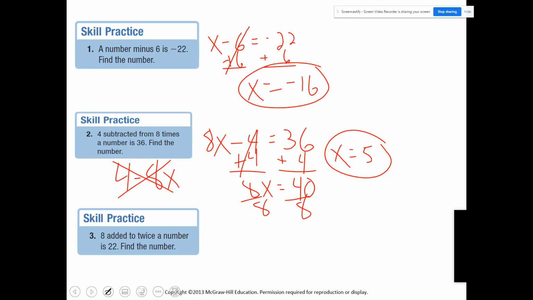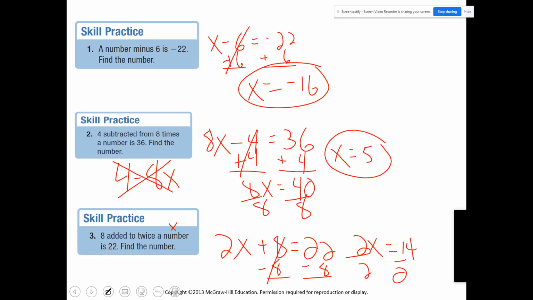Find the number. So we don't know what the number is, so it's x. And we know that 8 added to twice that number is 22. So twice the number plus 8 is going to give us 22. Now, since it's addition, it doesn't matter the order you write it in. So we're going to do minus 8 on both sides. And we're going to get 2x equals 14. Divide by 2, and we get x equals 7.